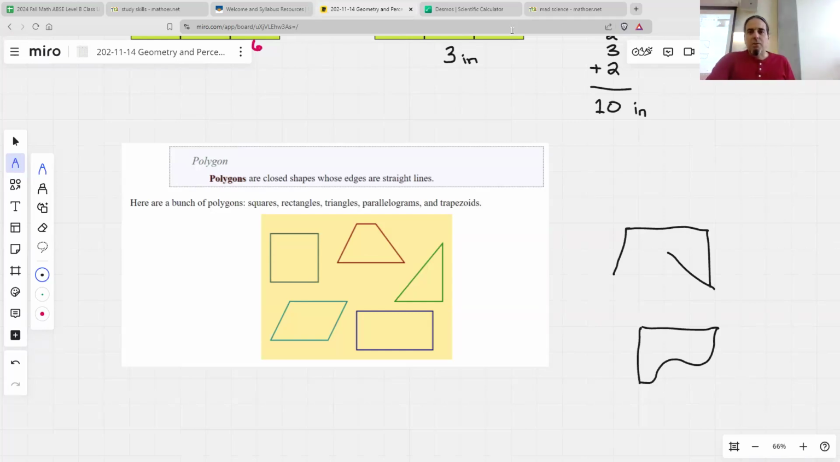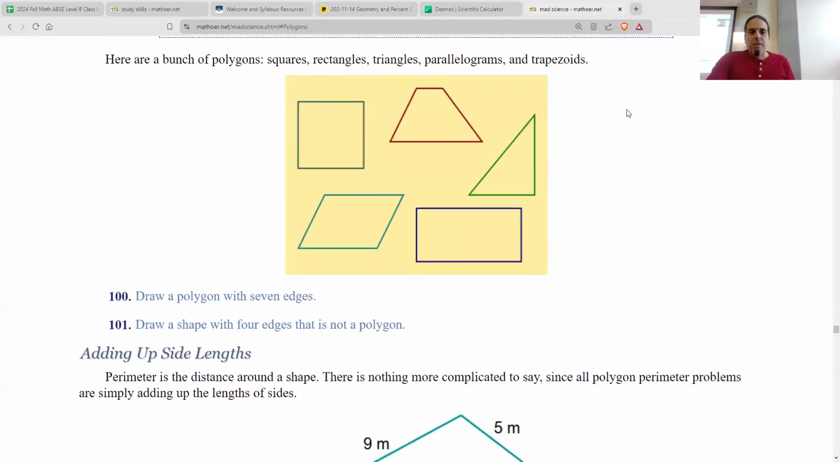So check that you're understanding in your notes. Then first draw a polygon that has 7 edges. Second, draw something with 4 edges that's not a polygon. And I'll pause the recording as we.